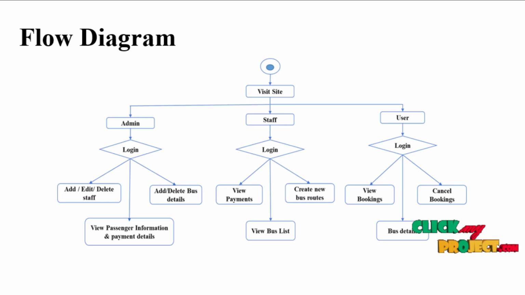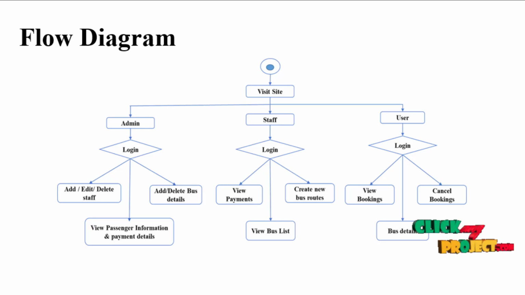It is a flow diagram. First, the admin can visit the website and log in with his username and password. After login, if the admin wants to add new staff details, he will click the staff option and add the new staff details. If the admin wants to add new bus details, he will click the bus option and can add the new bus details like bus name, bus register number, model, etc. After that, the admin can also view the payment details and booking information.